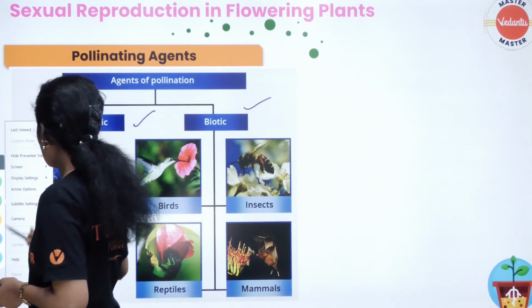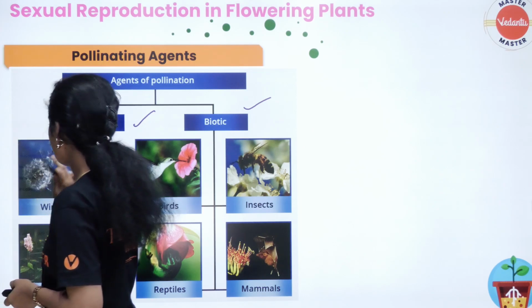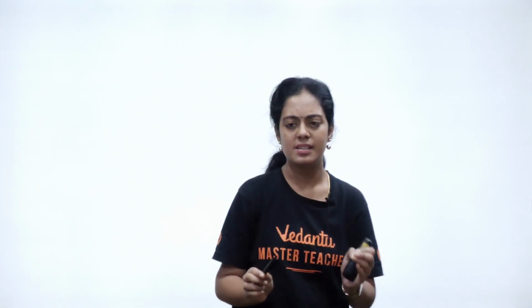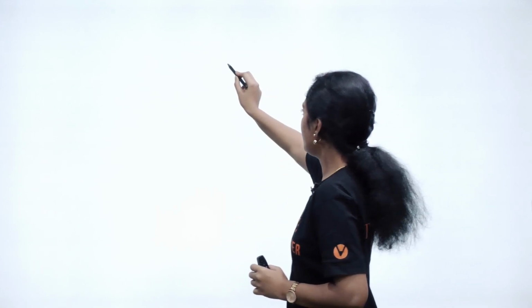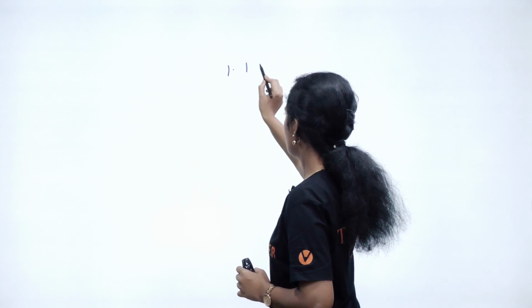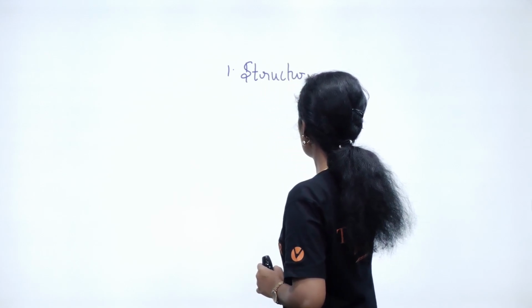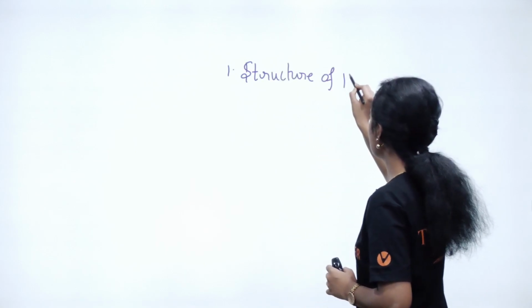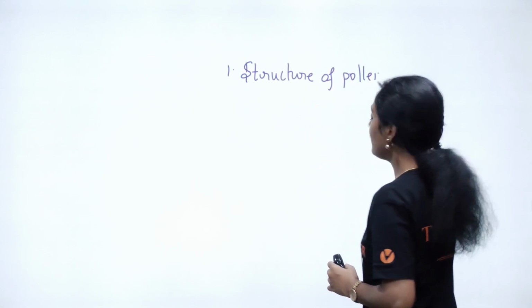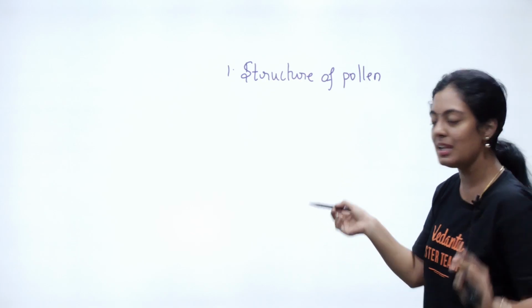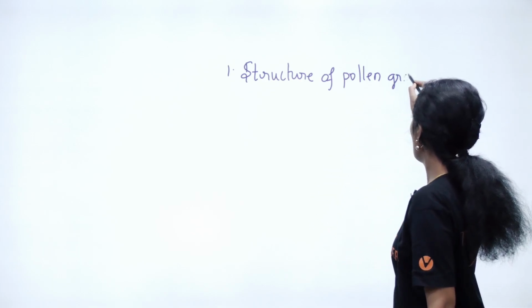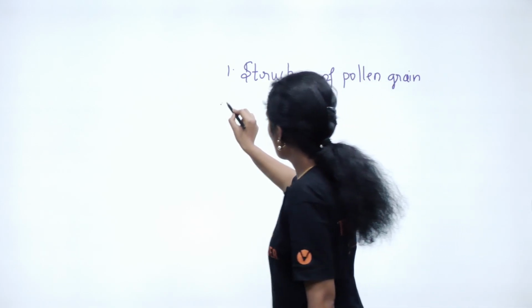Now please write down the important questions that I am going to discuss. These questions can definitely be asked in your exam. The first thing is structure of pollen grain. I am giving 5 markers and 3 markers. If you read all this, short answers you can automatically answer. Pollen grain.